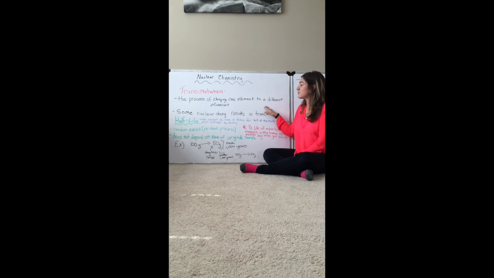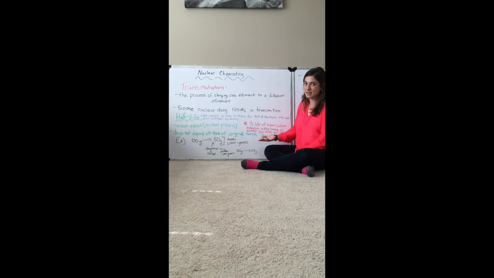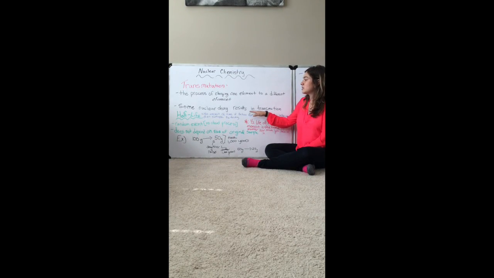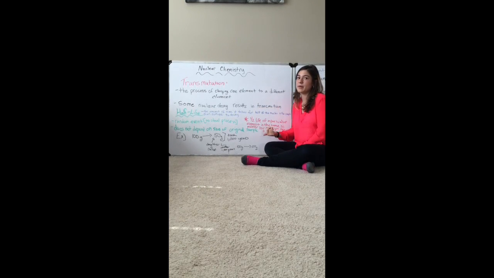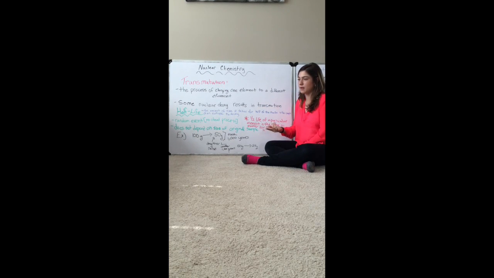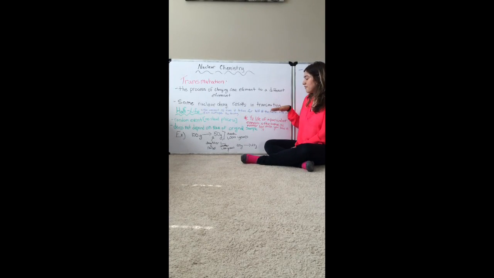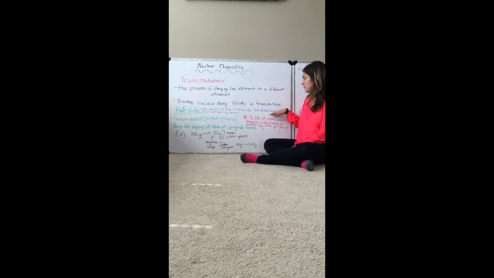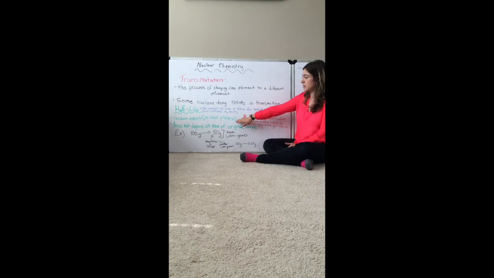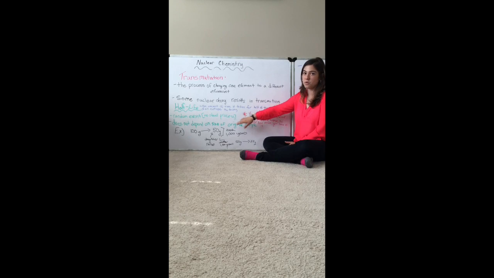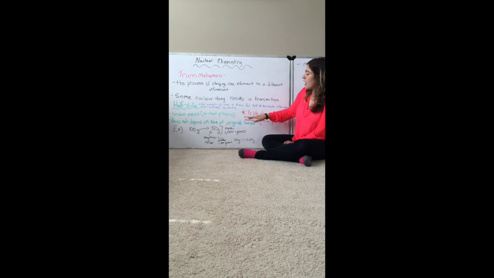Transmutation is the process of changing one element to a different element. So that means you're manipulating the protons pretty much. Some nuclear decay results in transmutation, so that's any kind of beta decay or alpha decay. So a half-life is the amount of time it takes for half of the nuclei in a sample of an isotope to decay. It's a random event, it doesn't have an order like every 5 years, a fourth of it is going to decay.